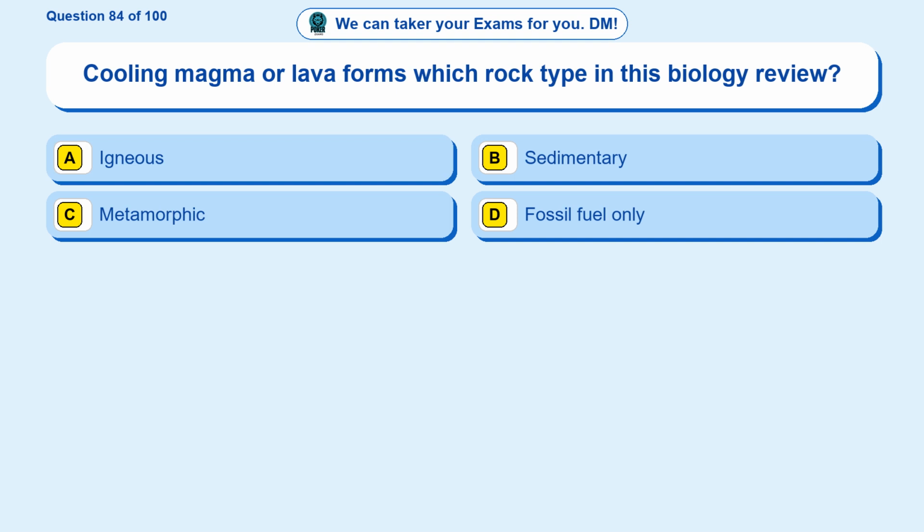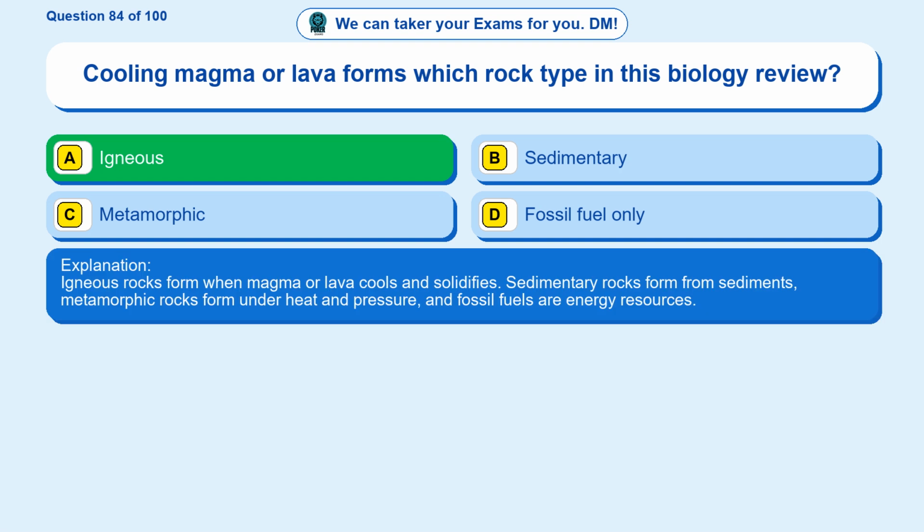Question 84. Cooling magma or lava forms which rock type in this biology review? Option A, igneous. Option B, sedimentary. Option C, metamorphic. Option D, fossil fuel only. The correct answer is option A, igneous. Igneous rocks form when magma or lava cools and solidifies. Sedimentary rocks form from sediments, metamorphic rocks form under heat and pressure, and fossil fuels are energy resources.